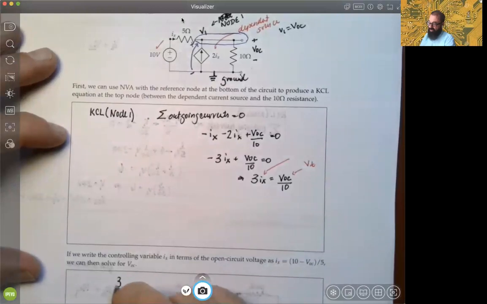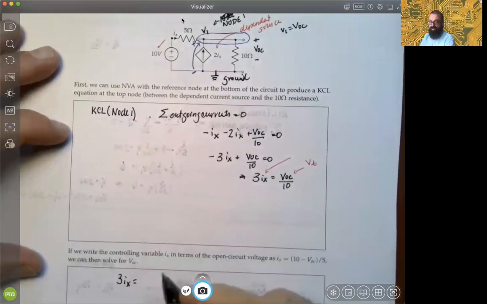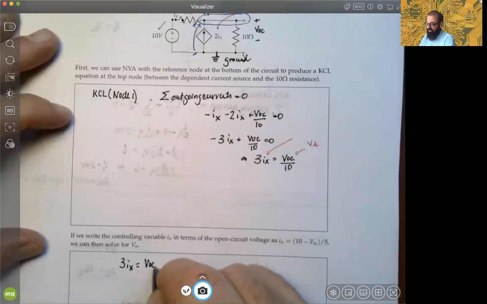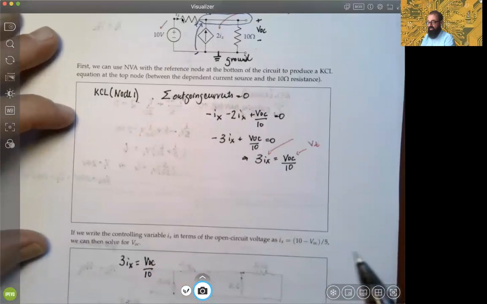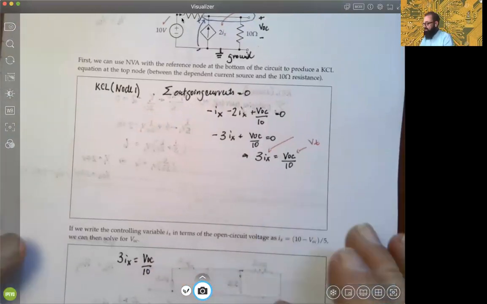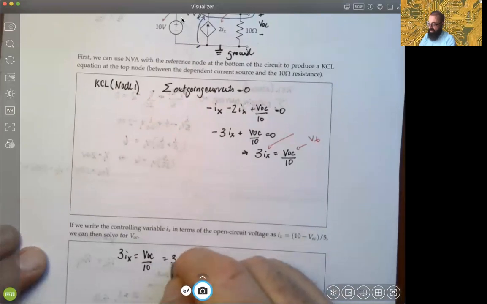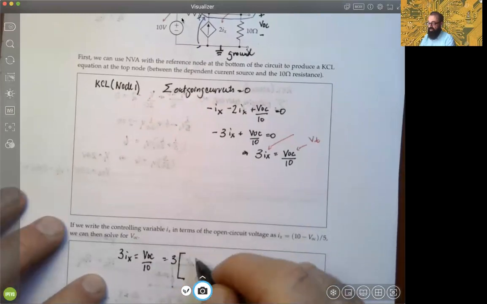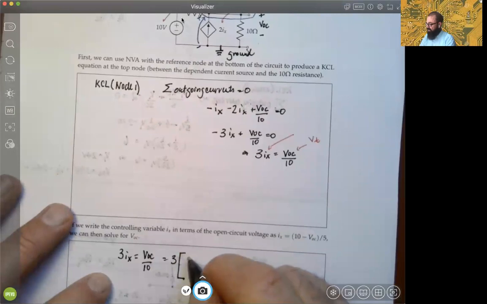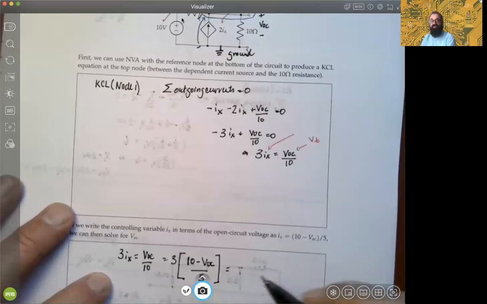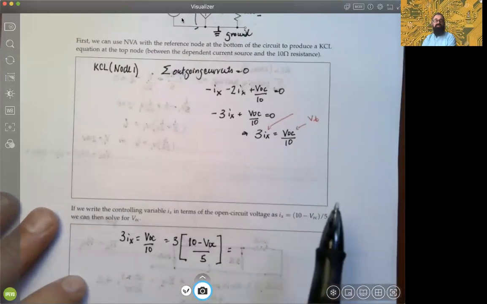Let's say this, we know this is true. We just determined that 3IX is related to VOC that way from our top box. But another name for IX would have to be, I'm going to be careful here, I'm going to write it as 10 minus VOC over 5. And you may say, well, why didn't you write it as VOC minus 10?